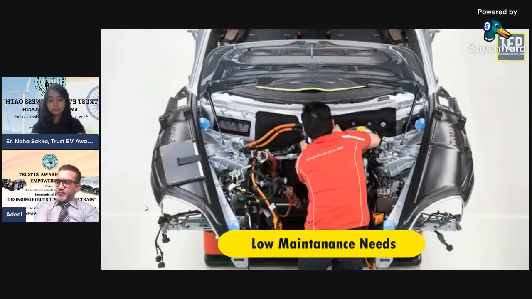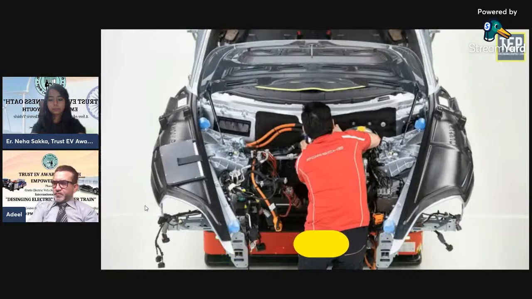Electric cars do not run on oil, and therefore they do not require any oil change. Also, they don't have as many components that need to be replaced compared to gas-powered vehicles.